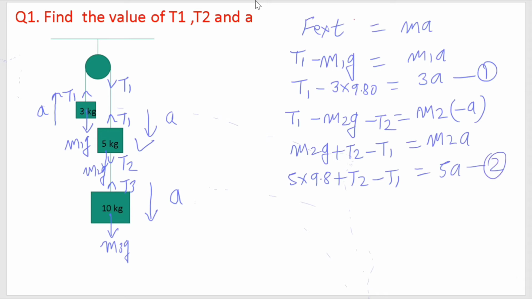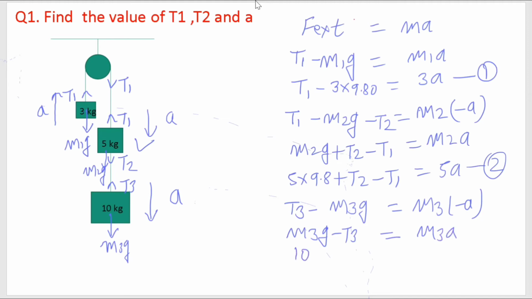Now apply Newton's law of motion on the third mass. Here T3 is positive in the upward direction and M3g in the downward direction, so it is negative, and M3 and a is also negative as it is in the downward direction. So again multiply by the minus sign on both sides: M3g minus T3 equals M3a. Now put the value of M3, that is 10 into 9.8 minus T3 equals 10a. This is equation 3. Now after solving the first, second and third equations, we can find the values of T1, T2 and T3 and the acceleration A.